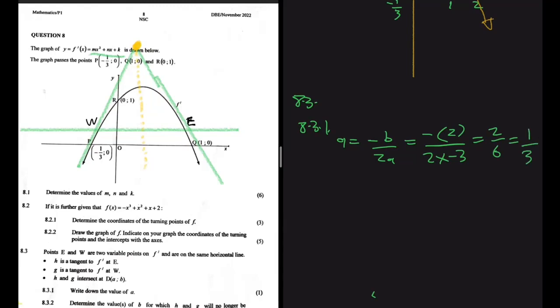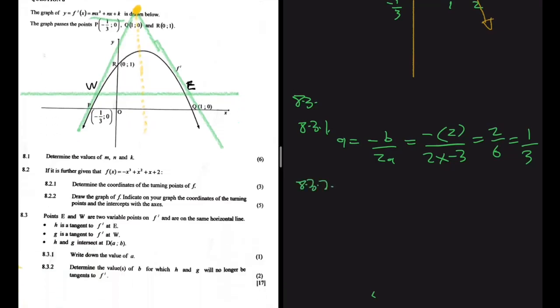Now let's do 8.3.2. 8.3.2 is saying determine the values of b for which H and G will no longer be tangents, right? The values of b for which H and G will no longer be tangents to f.